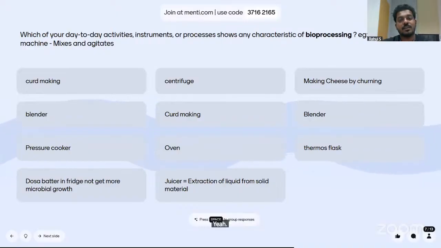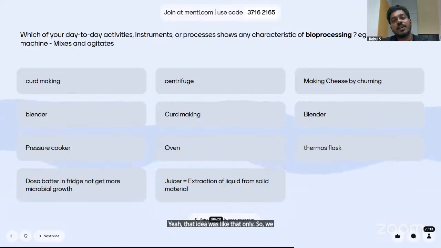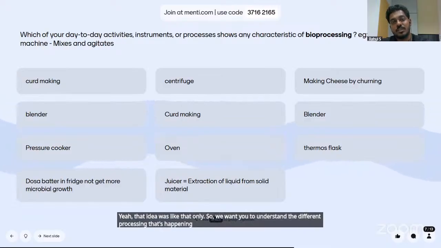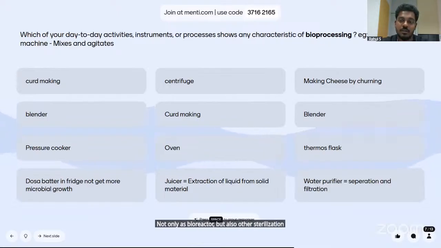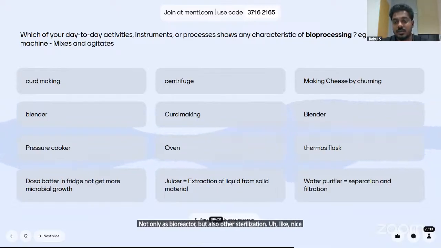Yeah, the idea was like that only. So we want you to understand the different processing that happens in bioprocess, not only the bioreactor but also other things, like sterilization. Like a water purifier separates.